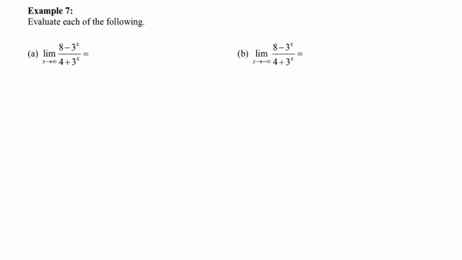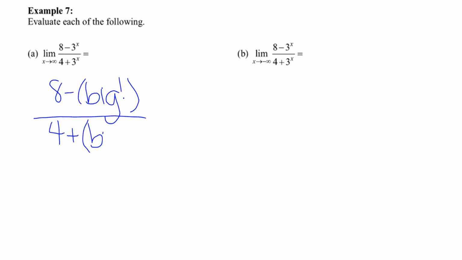Okay, 2 more examples here. Evaluate each of the following. We have a limit as x approaches infinity. All right, so let's think about this. We have 8 minus 3 to the infinity. 3 to the infinity, that's huge compared to 8. So it's like 8 minus a really big number. And then on the bottom we have 4 plus a really big number.